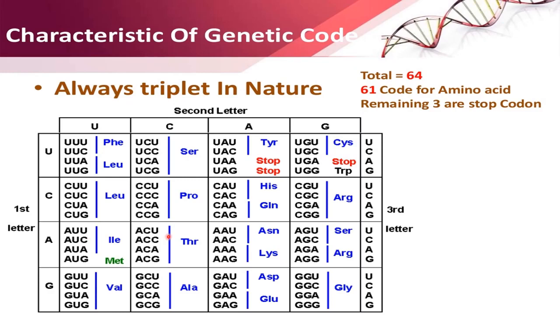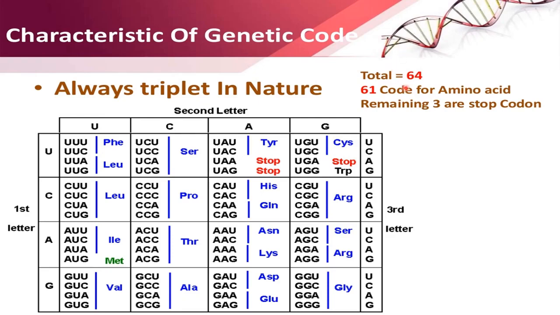So like this the checkerboard is formed, and in it all the codons for the 20 amino acids are present, and you can count that a total of 64 codons are present. So this is the first characteristic of the genetic code: that the genetic code is present in the form of triplet codons.